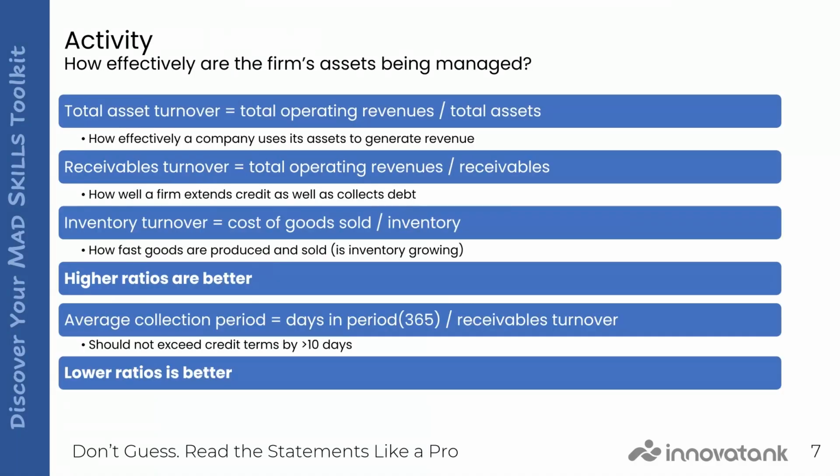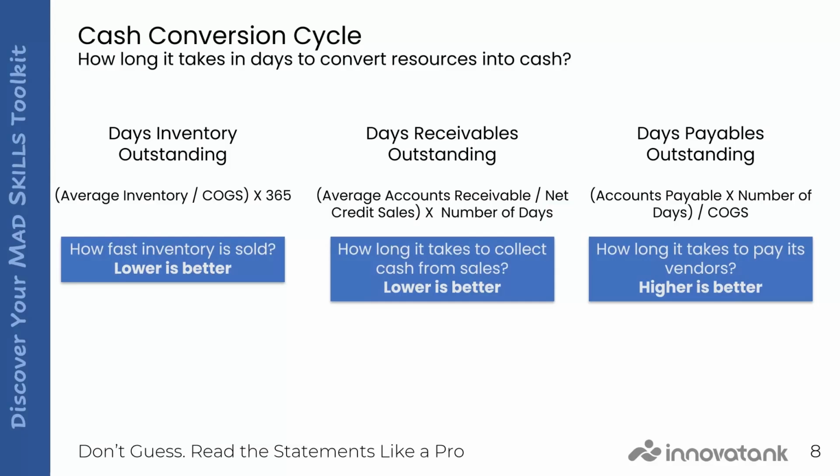For activity and efficiency, total asset turnover, receivables turnover, inventory turnover, higher is better. It shows how well assets are being used. Lower average collection period is better. The cash conversion cycle combines the days inventory outstanding, days receivable outstanding, and days payable outstanding. It shows how quickly the firm turns resources into cash to pay its bills.